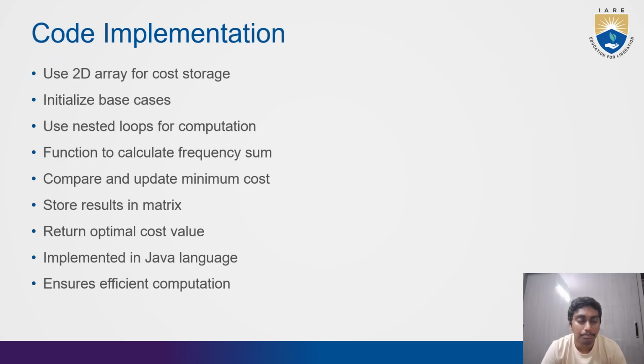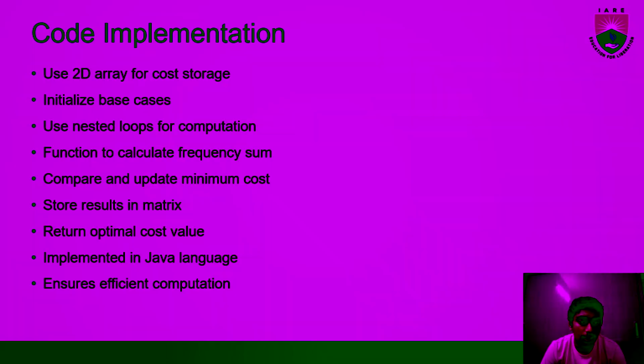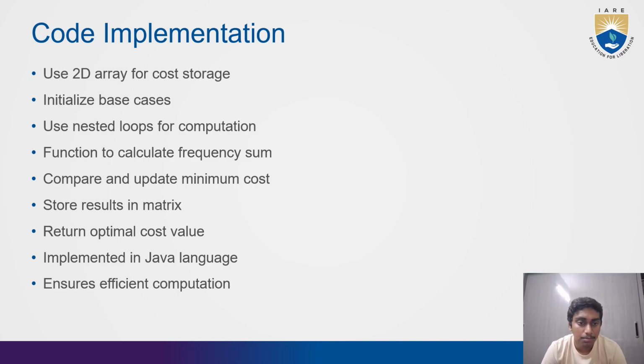Code implementation. Use 2D array for cost storage. Initialize base cases. Use nested loops for computation. Function to calculate frequency sum. Compare and update minimum cost. Store results in matrix. Return optimal cost value. Implemented in Java language. Ensures efficient computation.